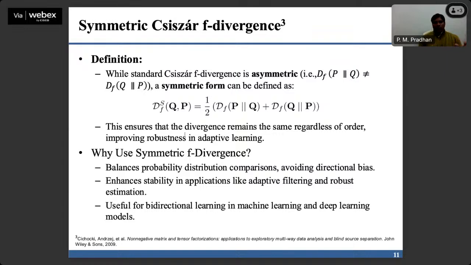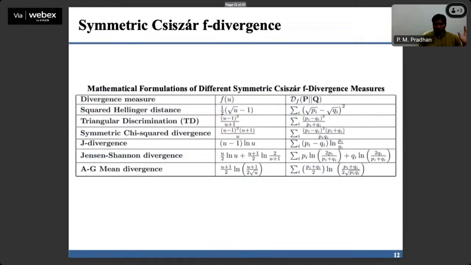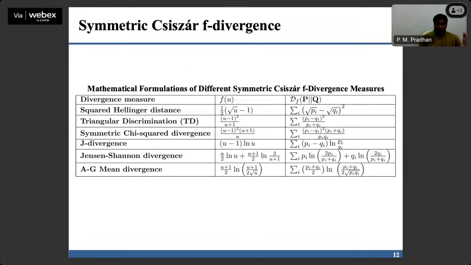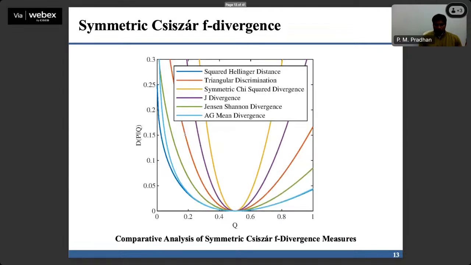Okay, so if you want to go for a symmetric one, you can of course design a symmetric counterpart of this asymmetric Csiszar divergence. If you do that, there are symmetric counterparts corresponding to the previous table that I had shown. So these are the symmetric counterparts for them, the cost functions when these asymmetric counterparts are converted to symmetric ones. So you can now see the graph for symmetric divergence measures.